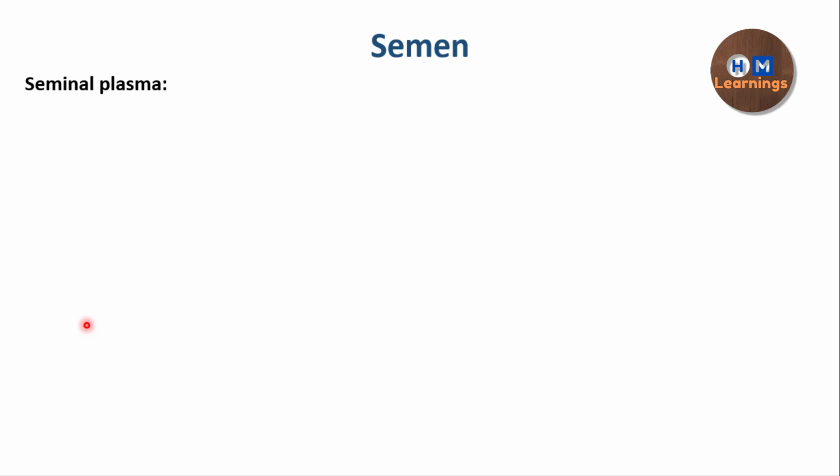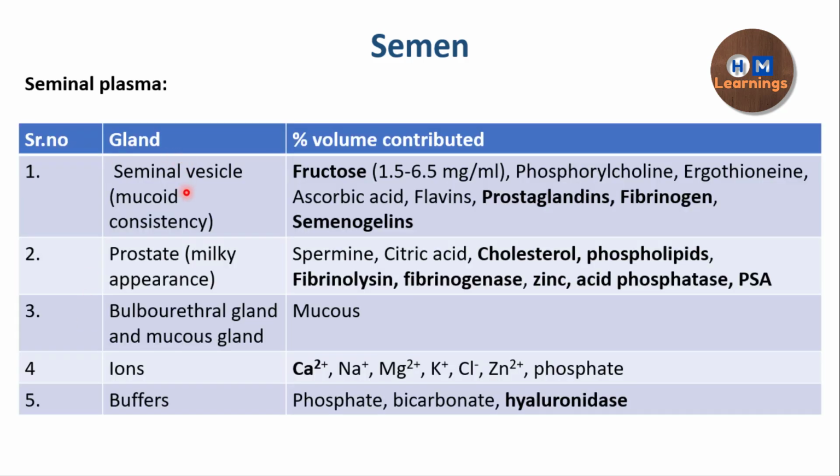So as I said, there are minor contributors and major contributors. So what do these contributors actually contribute to the seminal plasma? First is the seminal vesicle, which leads to the mucoid consistency of the semen. There are many things contributed by the seminal vesicle, but I have highlighted the ones which are very important to remember. The seminal vesicle contributes fructose, prostaglandins, fibrinogen and semenogelins. So you can remember these.